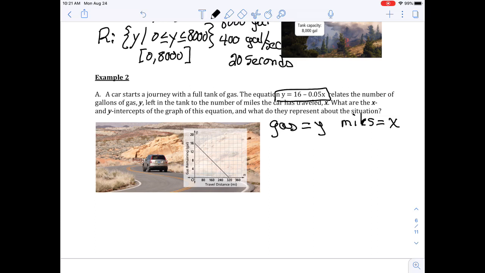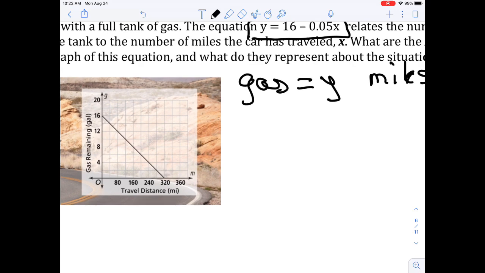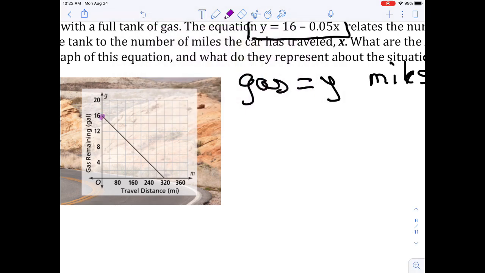In this case, you only have a certain amount of gas in your car. And if you drive your car, you're going to use up the gas, and eventually there's going to be no more gas left in the car. So the question is, what are the X and Y intercepts of the graph, and what do they represent in the situation? So I'm going to just zoom up a little so I can see it a little clearer. You can visually see the X and Y intercepts by looking at the graph. So I'm going to go ahead and highlight them in a different color. So I think I'm going to use purple. And so there is my Y-intercept.